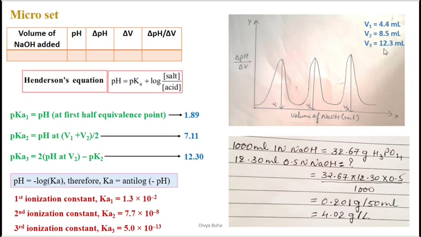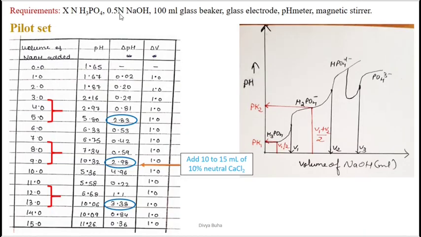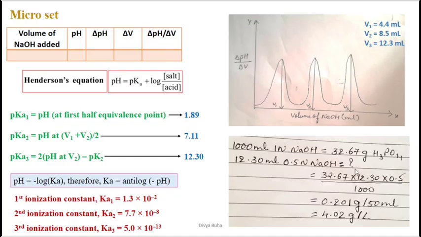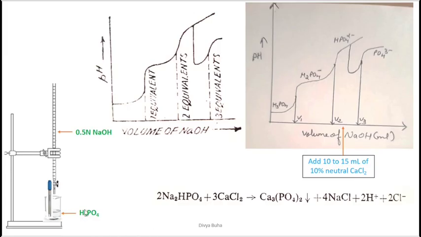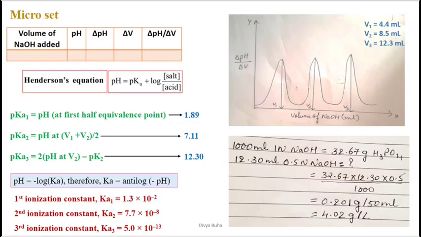So you have to take V3 ml over here, that is 12.30 or 12.3 you can say. So 12.30 ml of 0.5 normal NaOH, because we are taking 0.5 normal NaOH, okay, equals, you have to find out, and the answer is 0.201 gram per 50 ml. Why gram per 50 ml? Because we have taken 50 ml of H3PO4 in a beaker, right? And if you want to convert it into liter, okay, then multiply it with 20 and you will get the final answer, that is 4.02 gram per liter H3PO4.